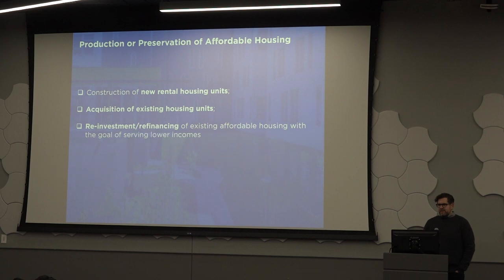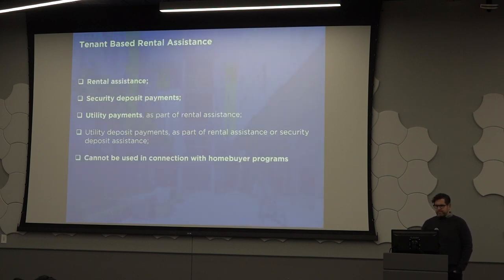And a little bit more detail about each of these. In terms of production or preservation of affordable housing, it can be new rental housing units. It can be renovating and improving existing ones. It can be used to reinvest or refinance existing affordable housing, but we aren't looking at that here in Wichita based on the needs that rose to the top.